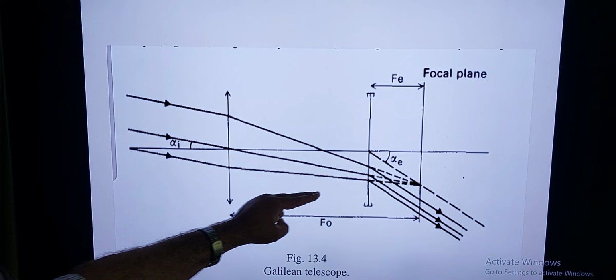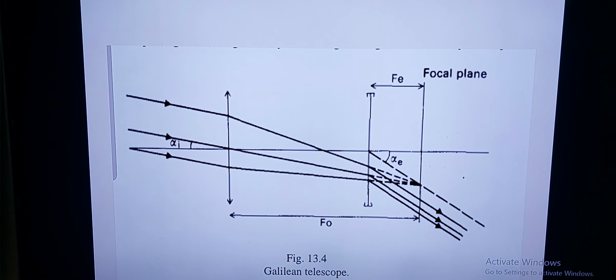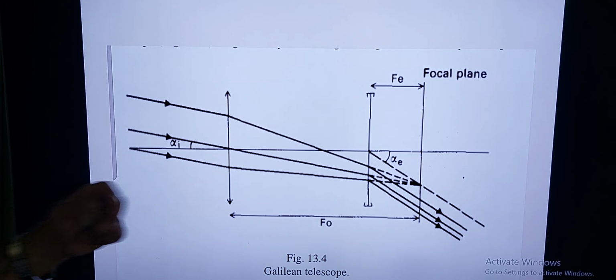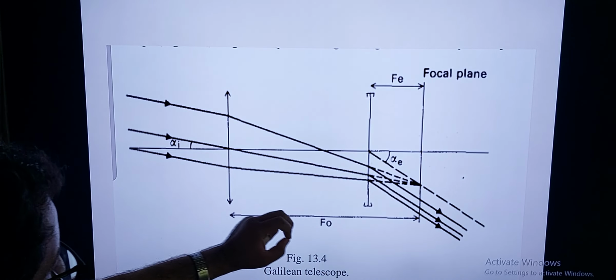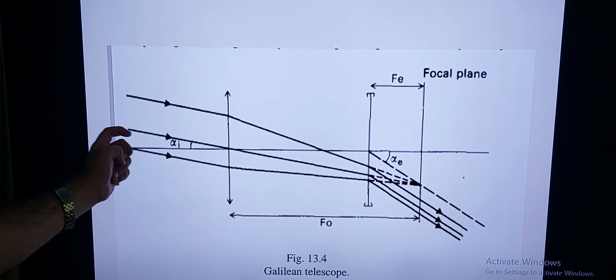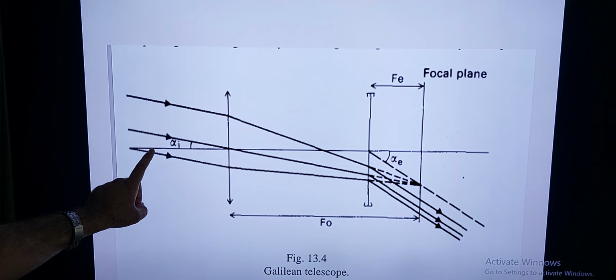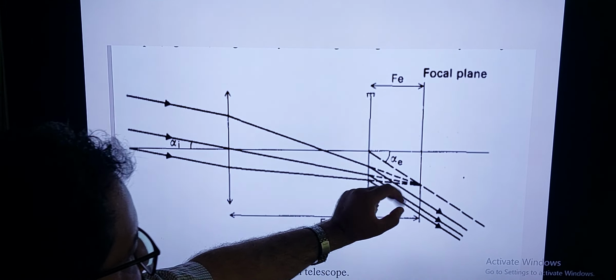This is a convex lens, so they are converged and then diverged away from the principal plane of the lens. This is the angle of incidence at which the rays of light strike this principal plane. This is the angle of incidence, and this is the angle of emergence.